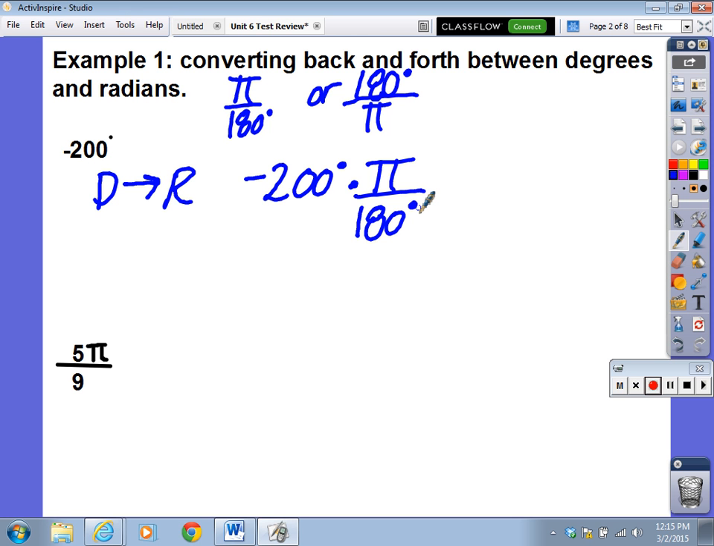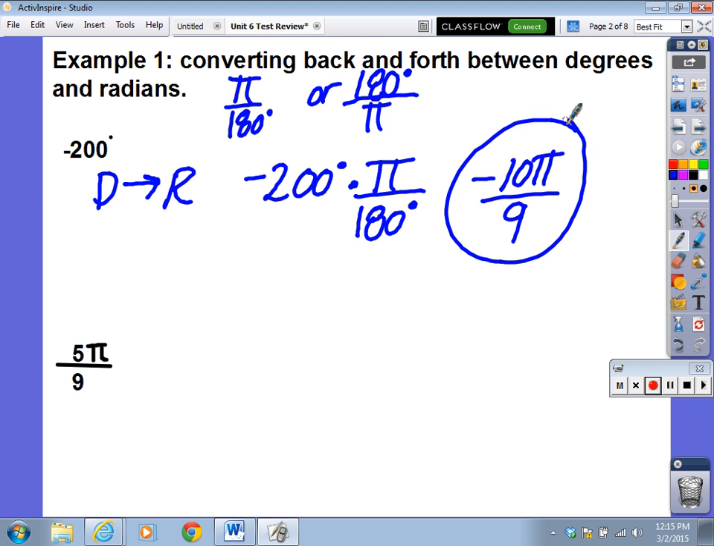So this simplifies to negative 10 pi ninths. If you type into your calculator negative 200 divided by 180 and then convert it back into a fraction, you're going to get negative 10 ninths. So we write it as negative 10 pi ninths. Pretty simple, right? Now let's do the other way.